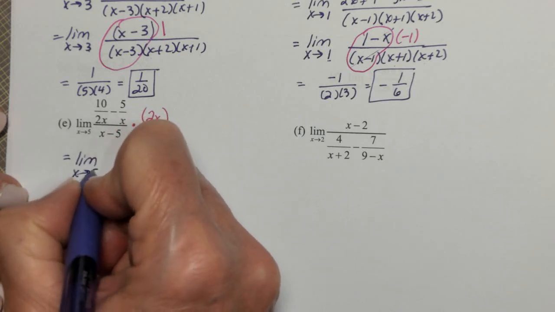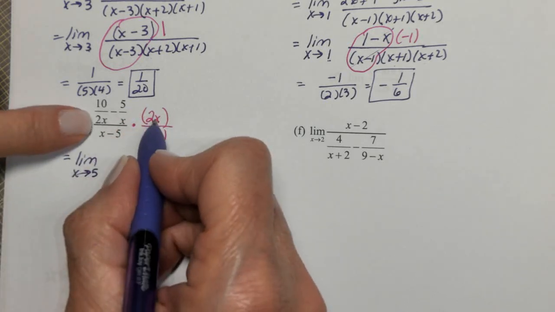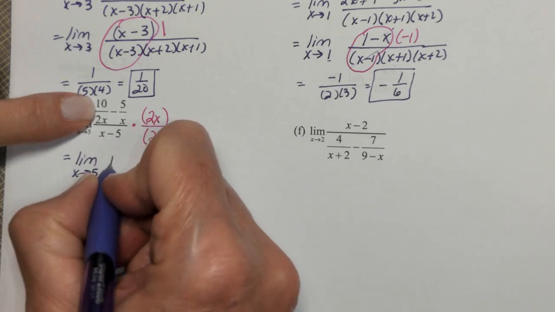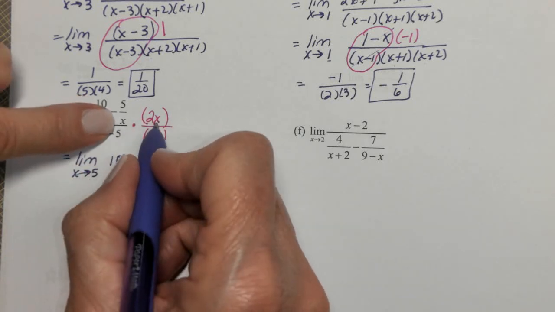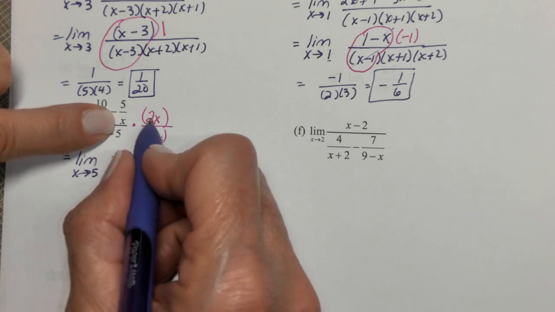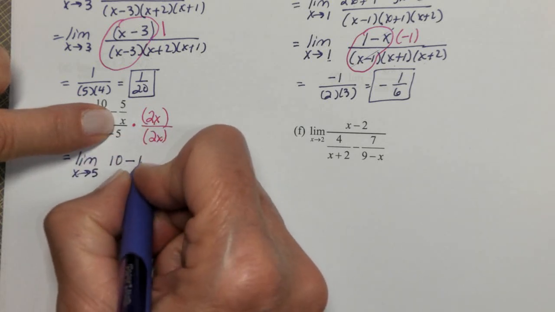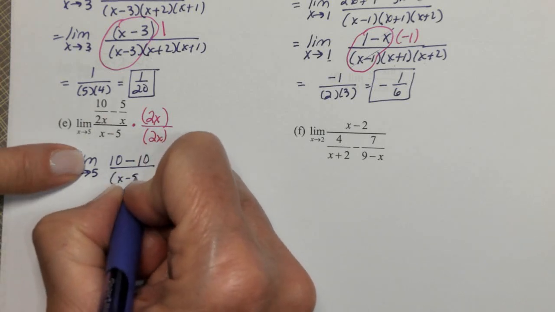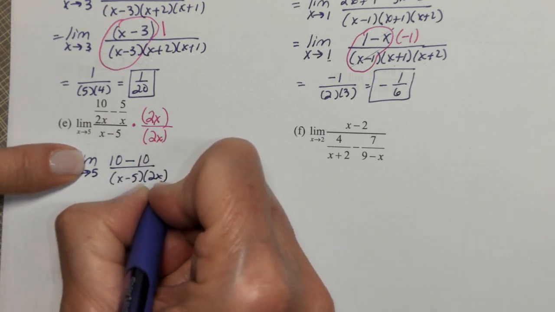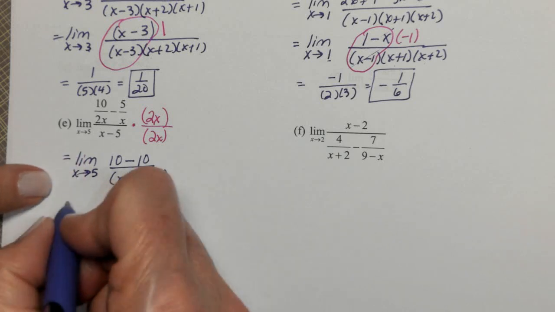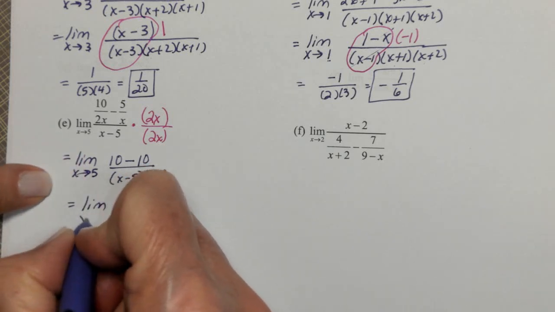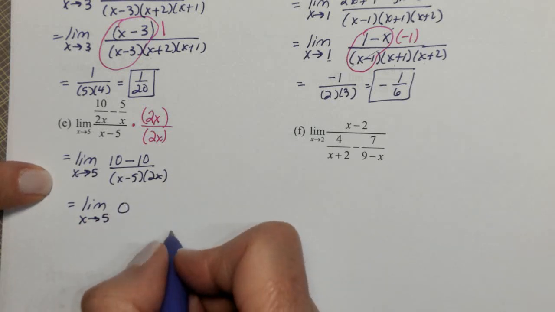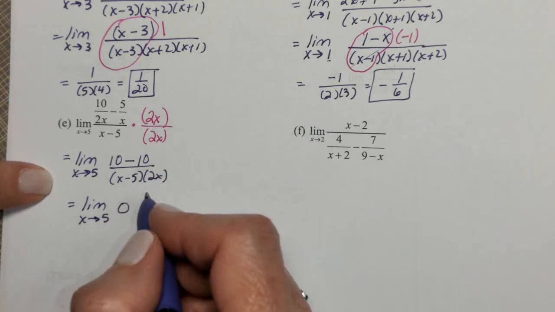Rewrite our limit. Here the 2x's cancel, left with just the 10. Minus, here the x's cancel, I'm left with 2 times 5, which is 10. And on the bottom we have this. How does that reduce? That reduces to 0. 0 over anything is 0, right?